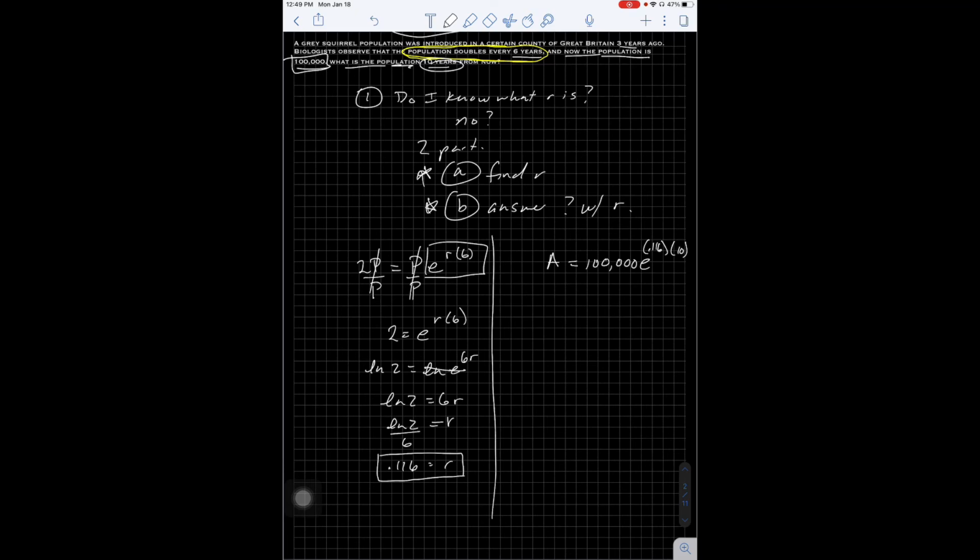Now, this doesn't have to be solved for anything in the exponent. What I'm trying to calculate is A, so all I have to do is type this in on my calculator, using that whole decimal for R. So if I do that, take E to the R times 10, and I get 317,480.21, but you can't have 0.21 of a squirrel, so we round that to the whole number. So in 10 years, I should have 317,480 squirrels.